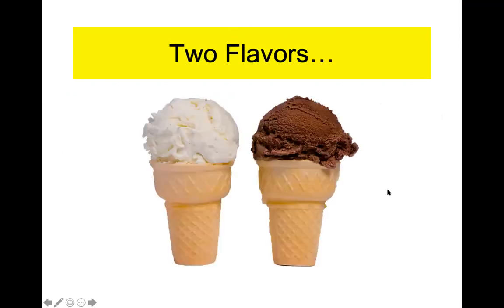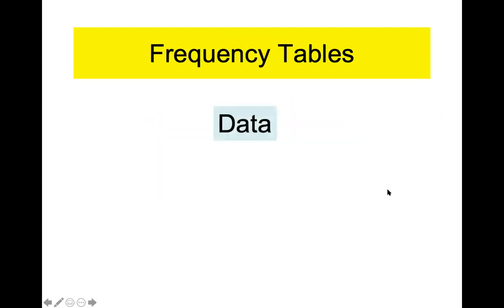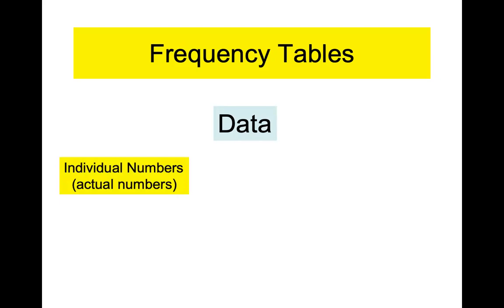So I'm moving on. Two flavors, once again. You start off with data. You get to decide whether you want to do flavor vanilla or flavor chocolate. Flavor vanilla is called individual numbers, the actual numbers in the data. If you make a frequency table with individual numbers, you can calculate the mean, median, mode, and range very easily. In fact, we will be doing that today.